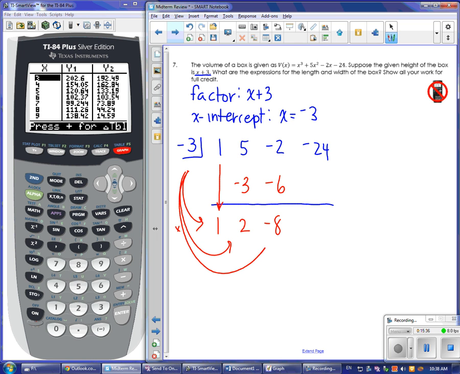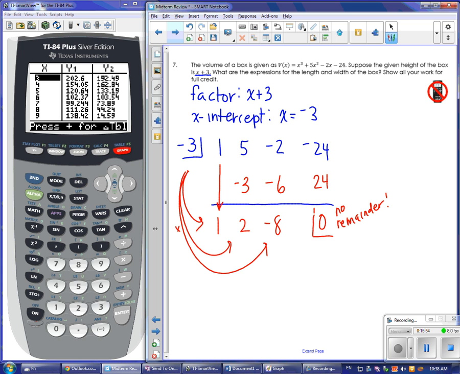And then again, I'm going to multiply. -3 times -8 gives me a positive 24. And when I add them together, I get 0, which tells me there is no remainder. And that is what I want to see. But I need to make sure that I answer the question.